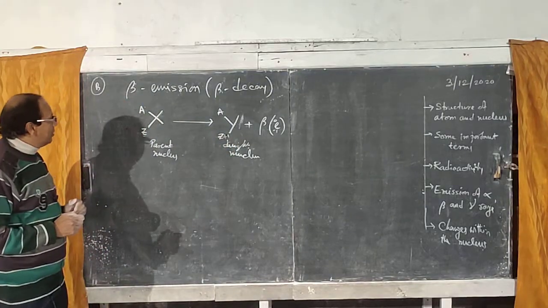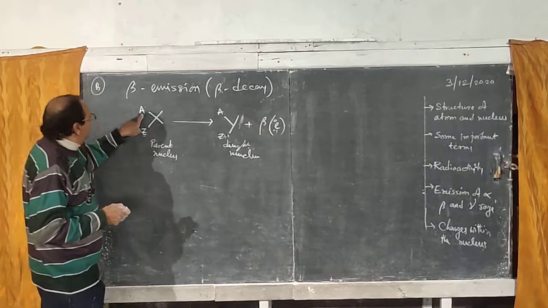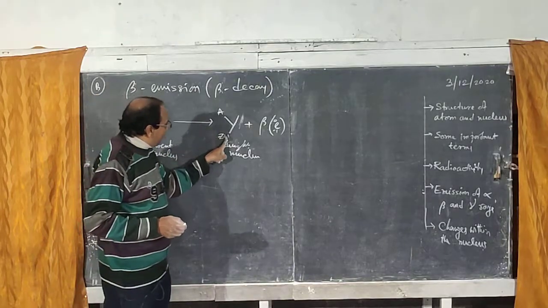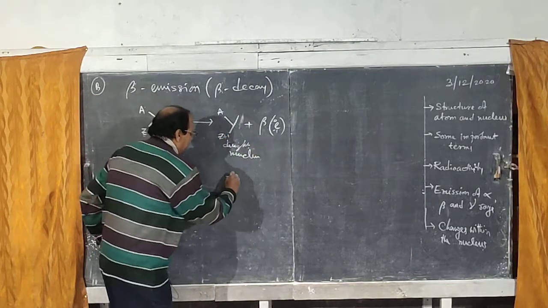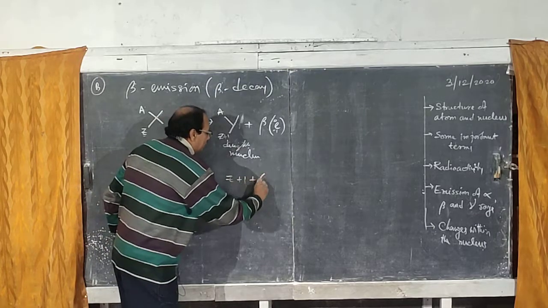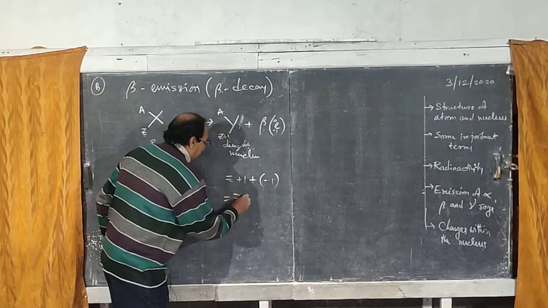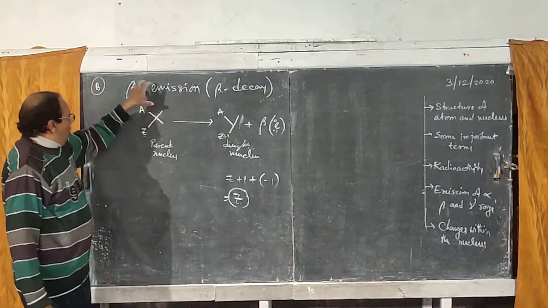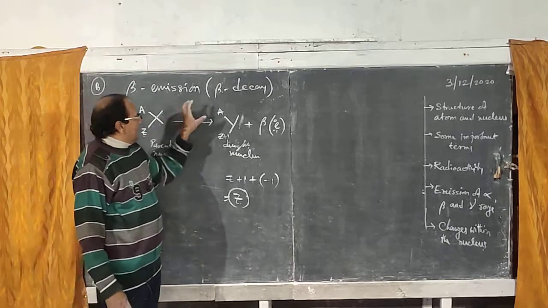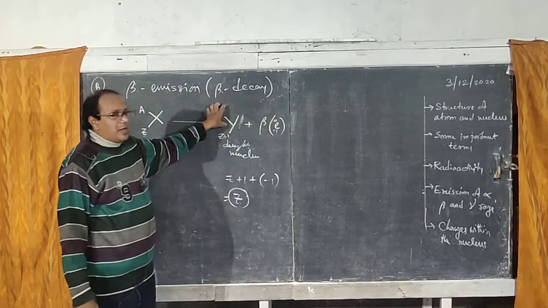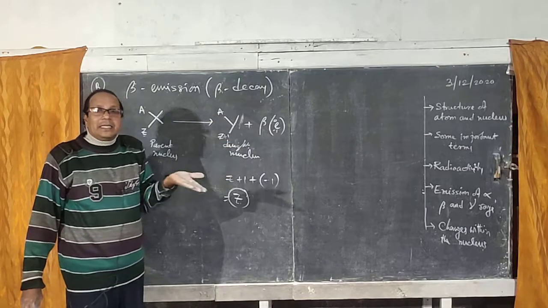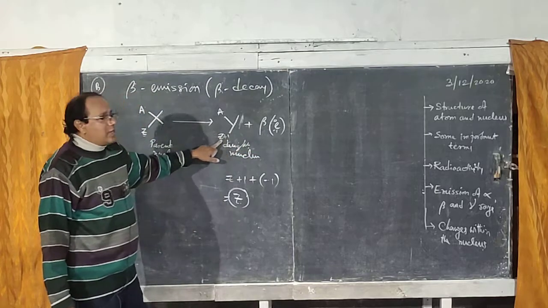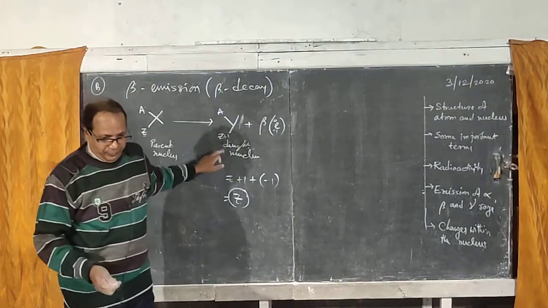Look at the equation, balance the equation. You will see here A plus 0 equals A, and here Z plus 1 plus minus 1 is equal to Z. So the atomic number also remains the same. So we can say one parent nucleus liberating a beta particle, the mass number remains the same, the atomic number is increased by 1. If 2 beta particles come out, then the atomic number will be increased by 2, right?